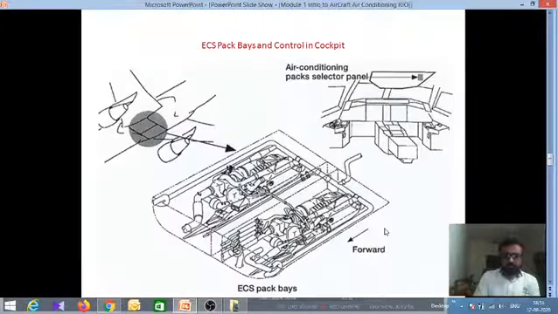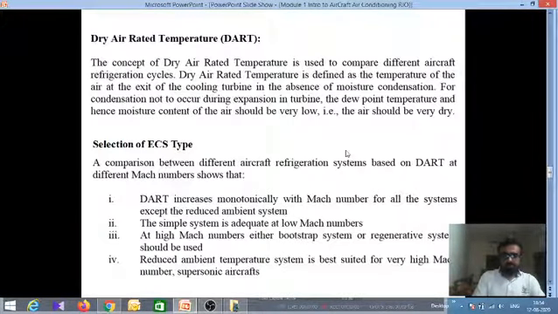All right. Now these units are kept at the lower part of the fuselage. You can see 2 cabins, one for the left pack and one for the right pack. The inside one is the bay, the ECS bay, and the controls are there. You can see the air conditioning pack control panel inside the cockpit. Okay, so this is how it looks.